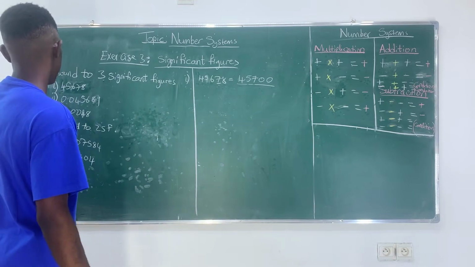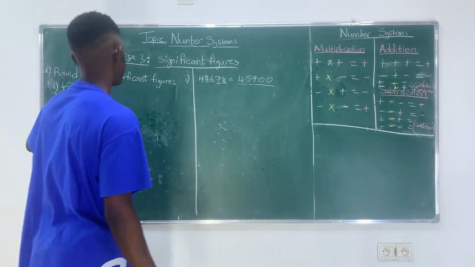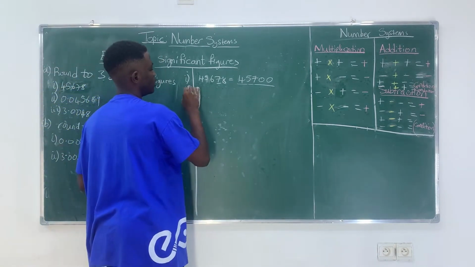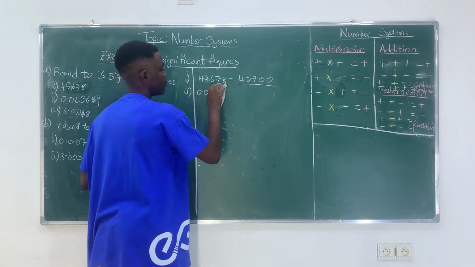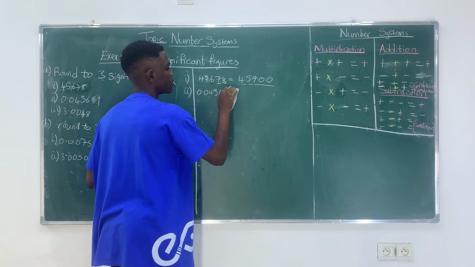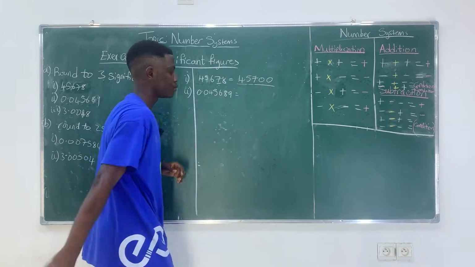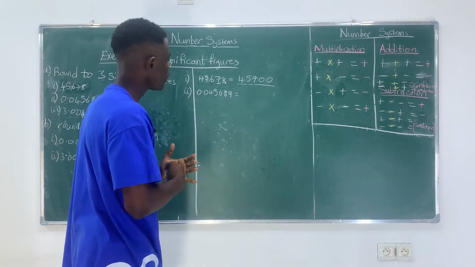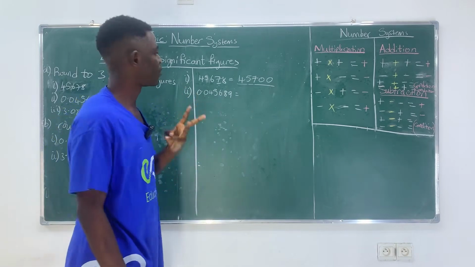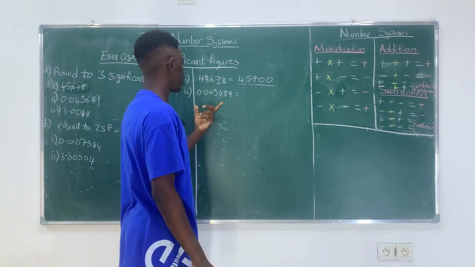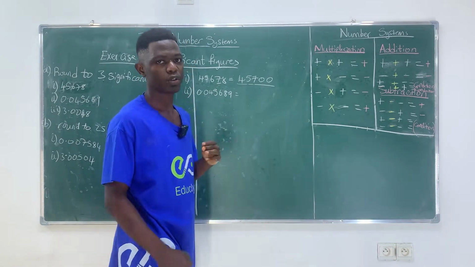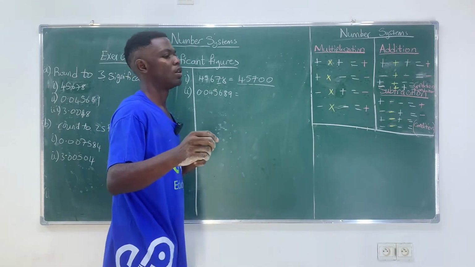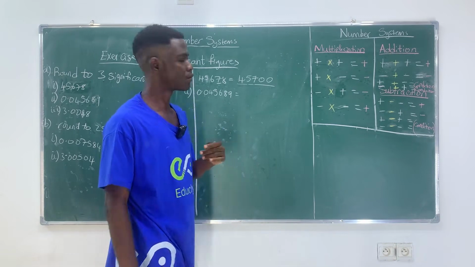The next one says 0.045689. You have to round it to 3 significant figures. I'll let you do it in your book. You're free to pause the video, then come back and see the correction.